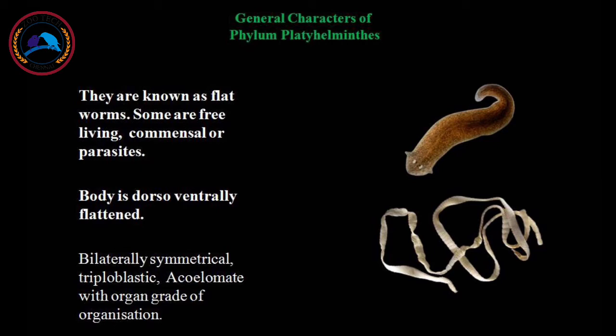Today we are going to deal with a chapter on the general characters of phylum Platyhelminthes. Platyhelminthes is derived from two words: platy means flat and helminths means worms. So they are the flat worms. Talking about the habitat, some are free living, some are commensals, or they are parasites. Free living, we can give the example of planaria. It lives in fresh water. And endoparasites are Taenia solium, that is a tapeworm, and liver fluke, that is Fasciola hepatica. So they are all parasites.